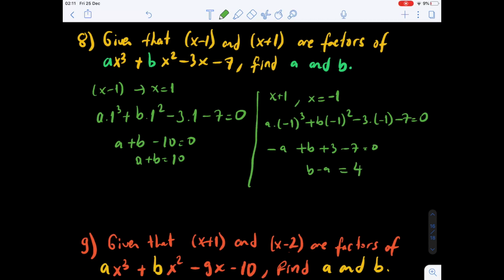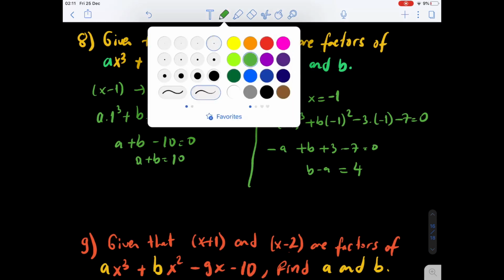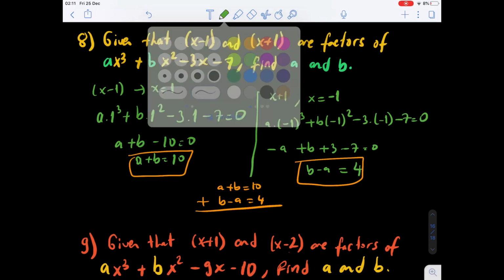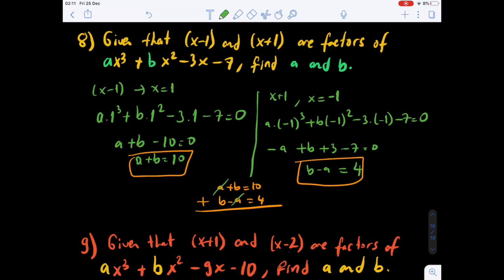So we have two equations here. Look, we have a plus b equals 10, b minus a equals 4. So you're going to put those things together. Hold on, let me show you clearly. a plus b equals 10, b minus a equals 4. So you're going to add those two equations together. On the left hand side, we simplify right now, because a cancels a out. We're going to have 2b equals 14.